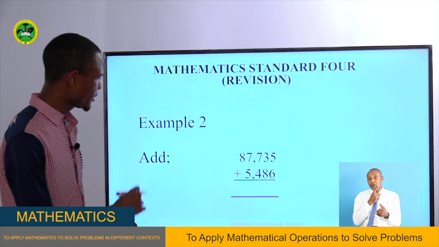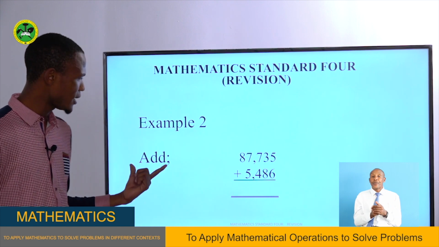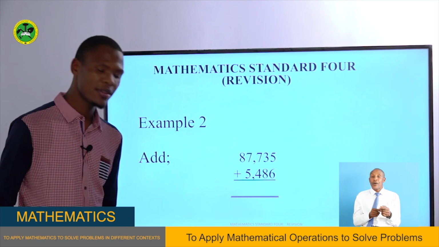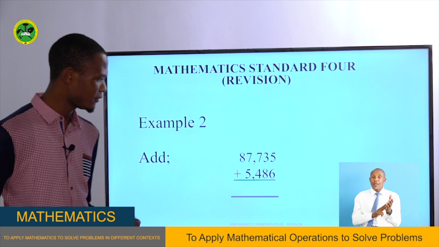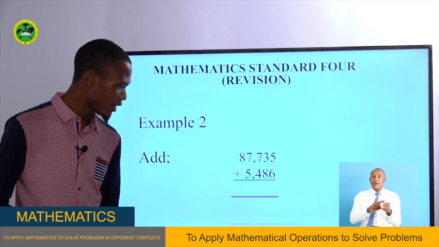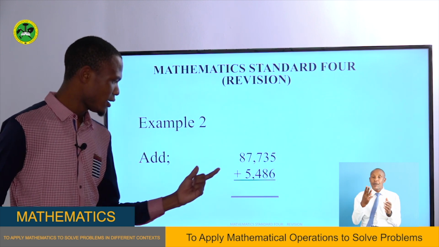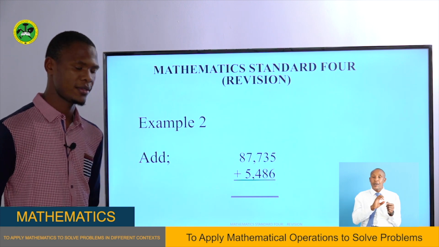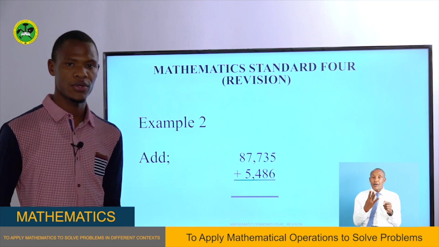Yes, this is our second example. It reads add 87,735 plus 5,486. Now, let us do it on the whiteboard.